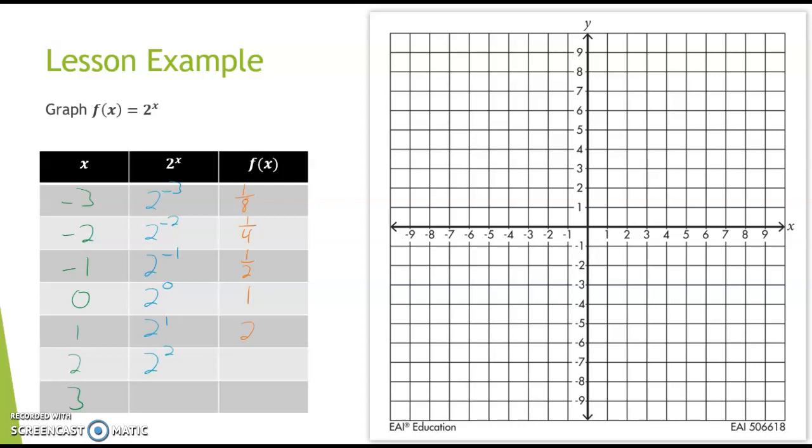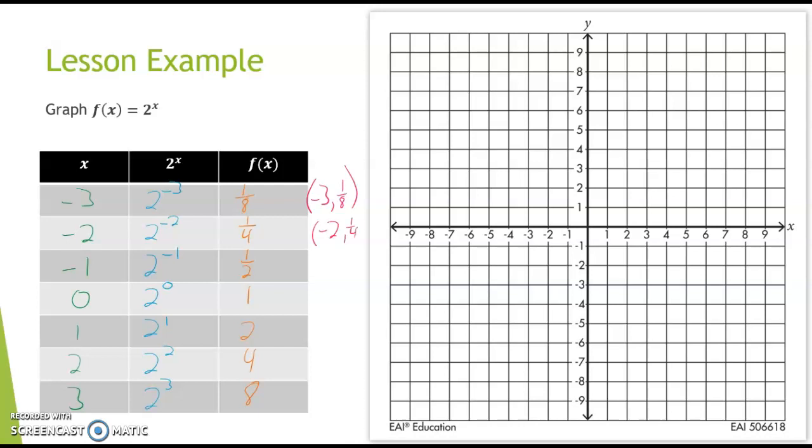2 to the second power gives me 4. And then 2 to the third power gives me 8. All right, so now that I've got my points here, my points make up our x's and our f of x's. So remember, those are our y's. So I could rewrite all of our points. Say that -3, 1/8 for this function.